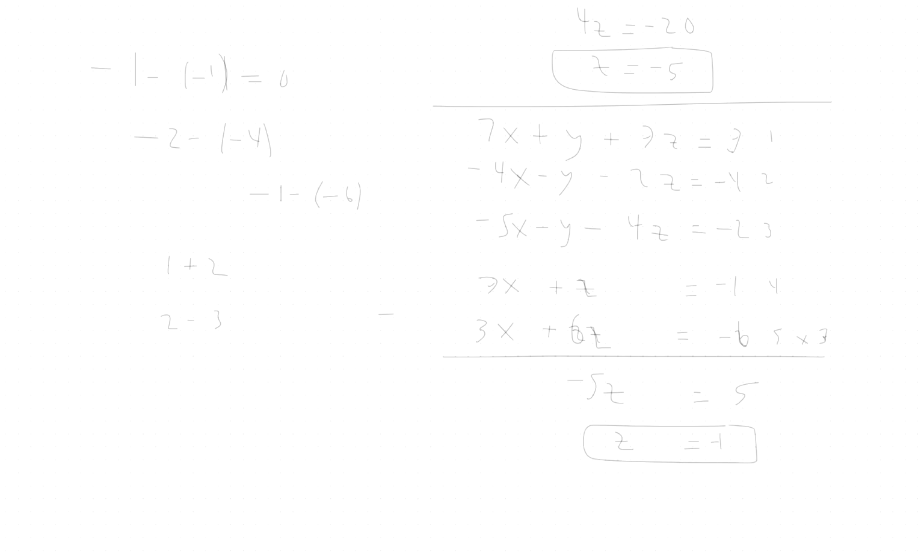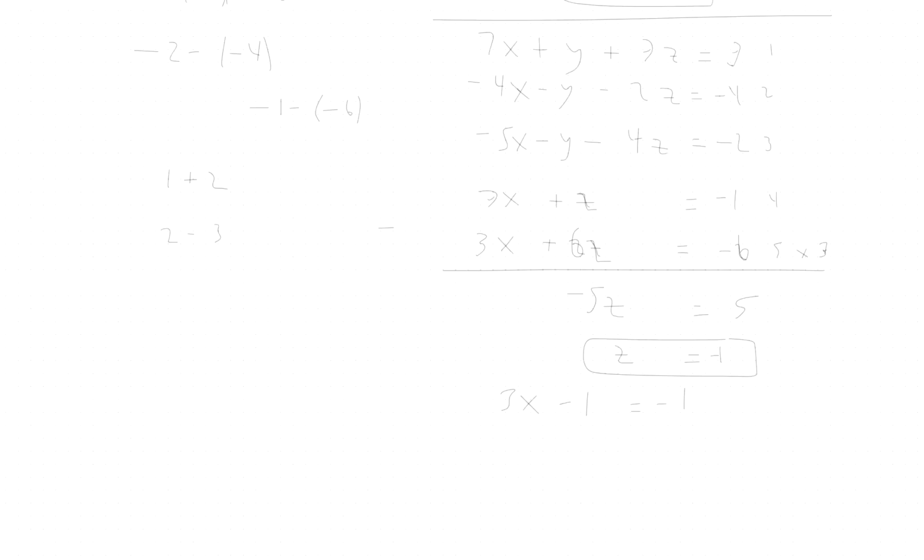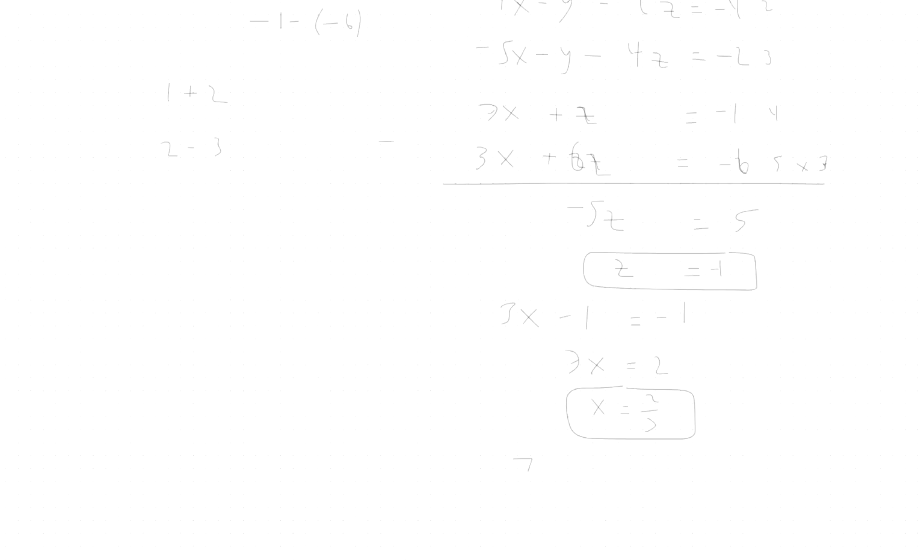Now you sub that into, say, 4, so 3x minus 1 equals negative 1. 3x equals 2. Divide both sides by 3. Therefore, x equals 2 over 3. We have z, we have x. Now we have to solve for y. So sub those two into the first one. 7, let me check that again. Something doesn't seem right.